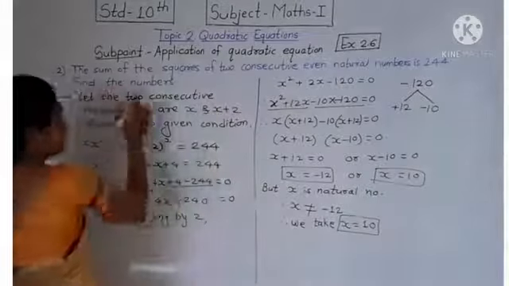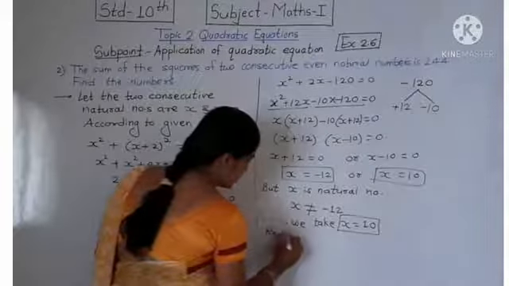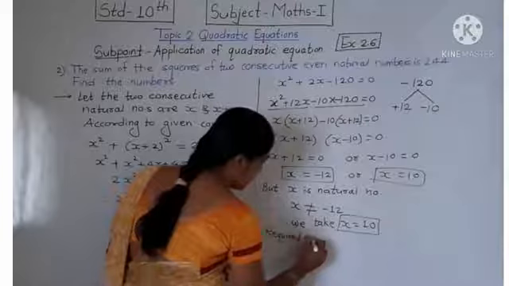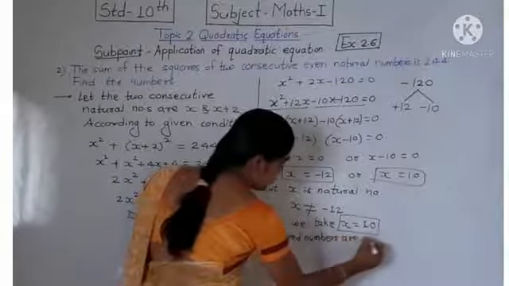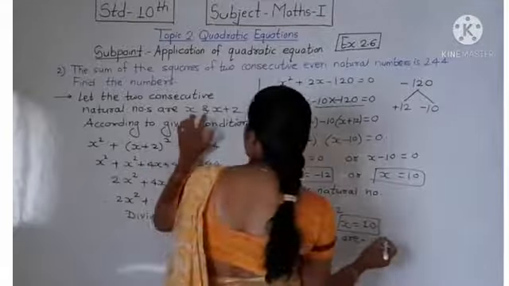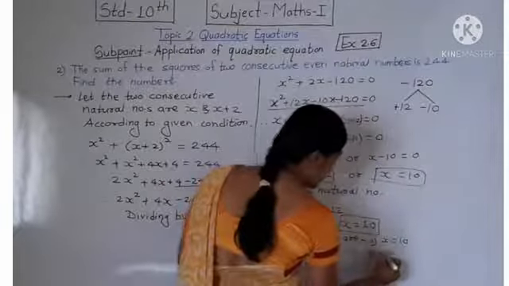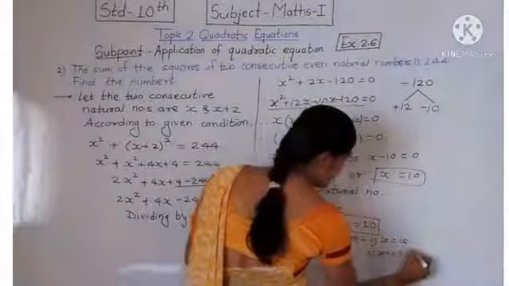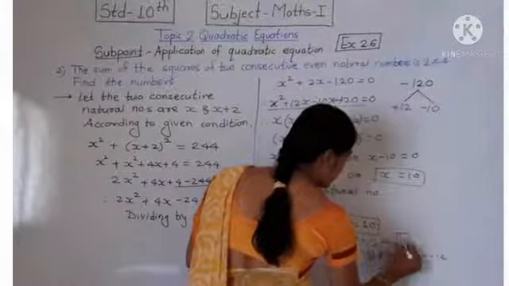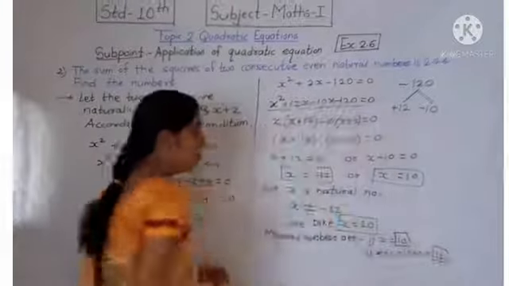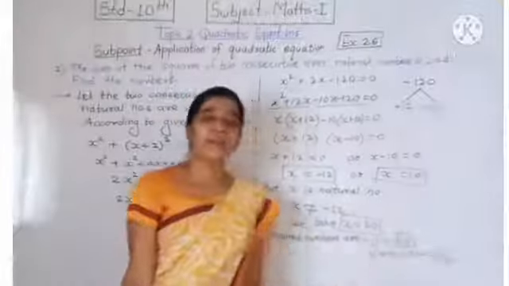Therefore, find the numbers. What are the required numbers? The first number is x is equal to 10 and the second number is x plus 2, that is 10 plus 2 is equal to 12. These are the required numbers. The required even natural numbers are 10 and 12.